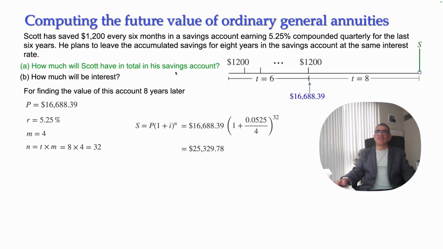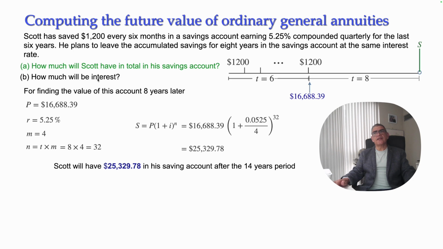So this is the first question. How much will Scott have in total in his saving account? Scott will have 25,329.78 in his saving account after the 14 years period. Okay, so this is the amount after 14 years period. And what about the second question? How much will be interest?